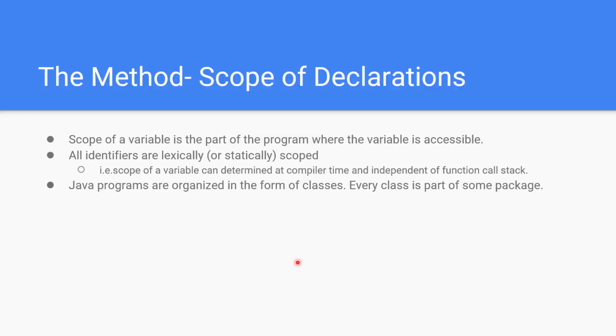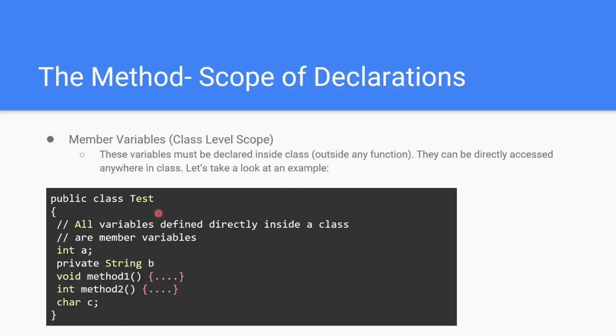All identifiers have some kind of scope. Java programs are organized in the form of classes, and every class is part of some type of package, so each class has some kind of path. Member variables, or class level variables, are declared within the class itself, outside of any methods, and they can be accessed anywhere in the class. So int A is a class variable, string B is a class variable, and char C is a class variable, and they are available to all of these methods.